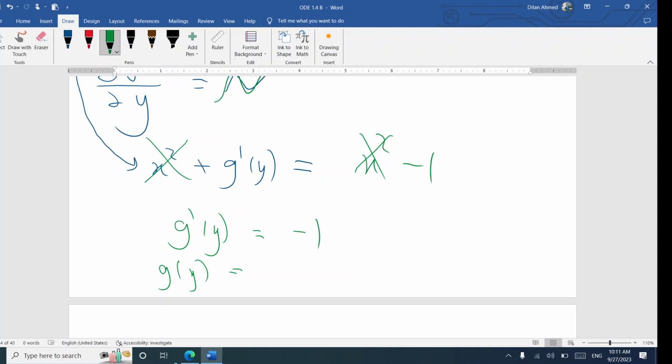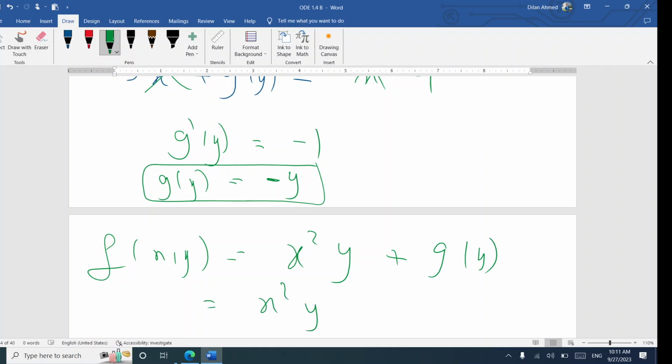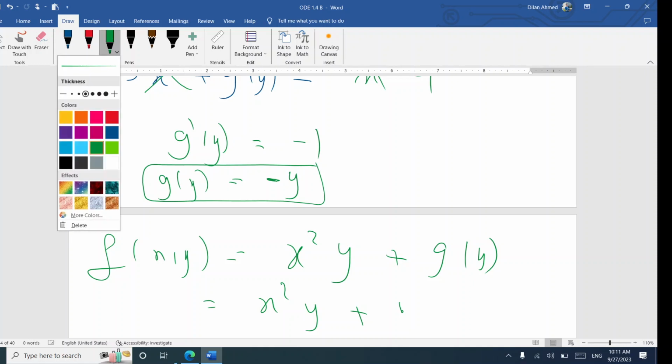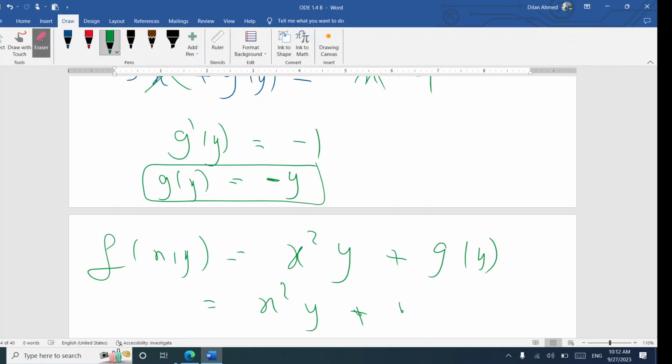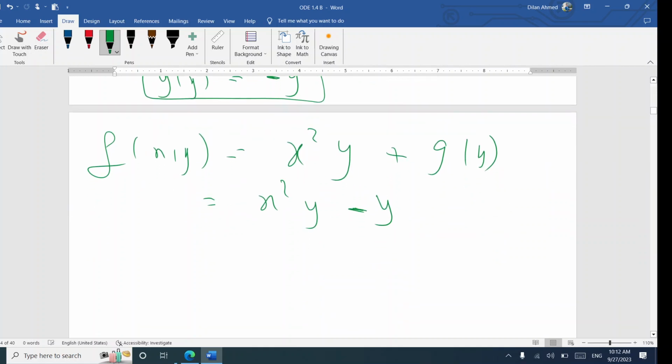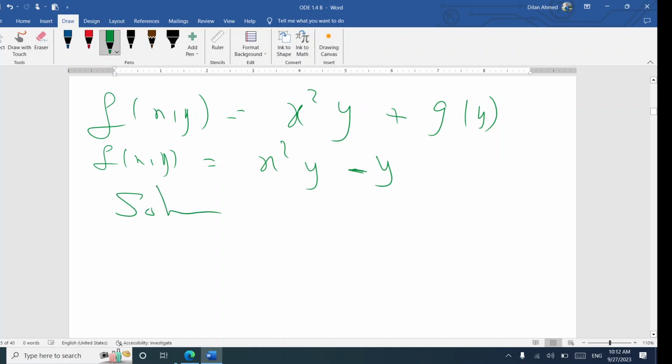Because I'm going to take a derivative. That's for sure. So minus y. Now my f of x, y, which was x squared plus g of y, will be changed to x squared minus y. Clear? Now we got f of x, y.